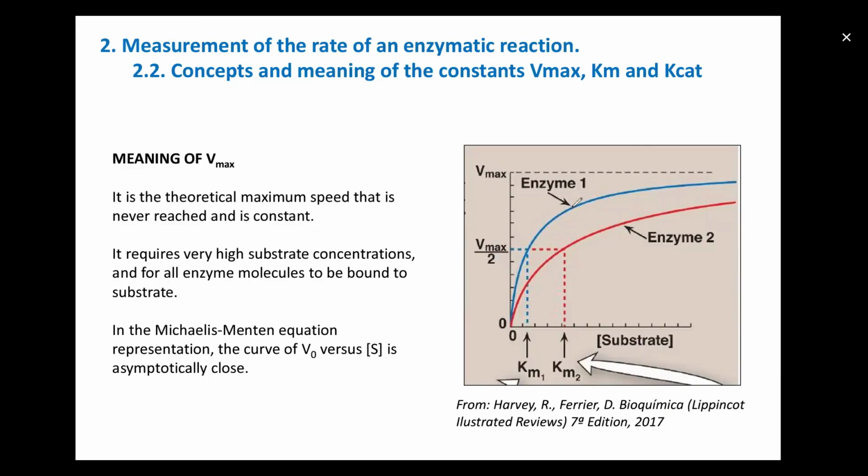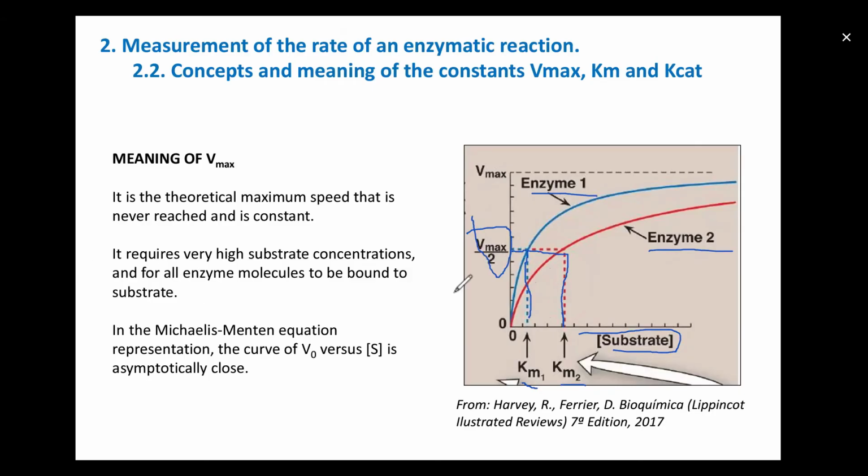This is where we have the maximum velocity, and let's say we have two different enzymes, enzyme 1 and enzyme 2. You see, this is the Km for enzyme 1 and this is the Km for enzyme 2. And this is the substrate concentration. Of course, this is where the Vmax for enzyme 1 is reached, and this is the Km for enzyme 2, where we have half Vmax.